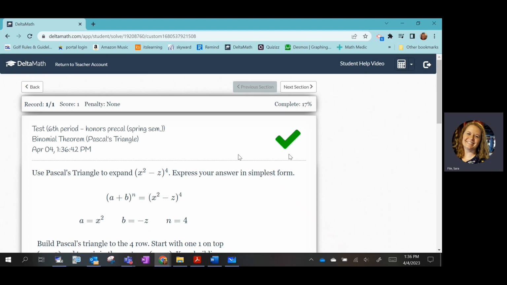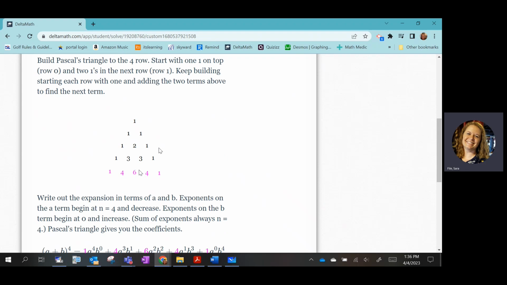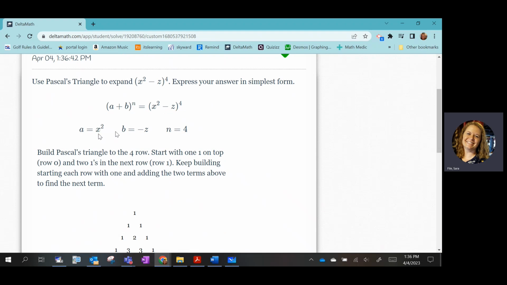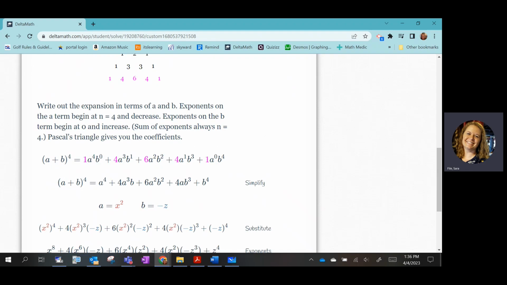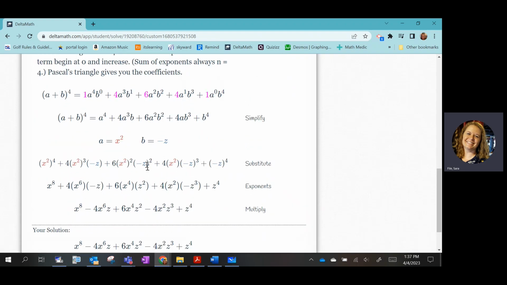Okay, and then you can walk through and see this explanation. They pretty much did the same thing we did. They did the Pascal's triangle to that row. That's the row of the coefficients. They called ax squared and b negative z. The degree was 4. So that's exactly the process we did. We didn't write out quite as much, but essentially we did the same thing.